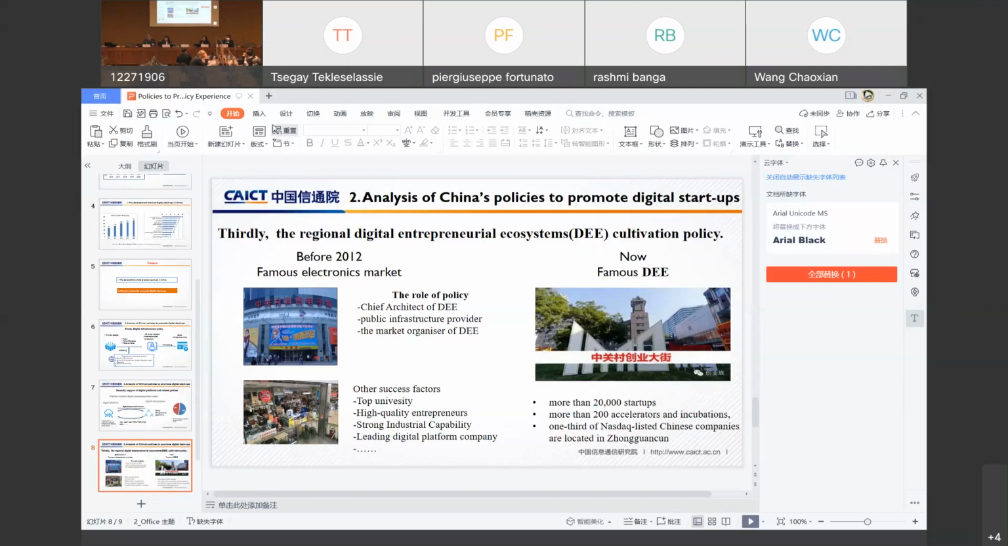The second is the public infrastructure provider. Zhongguancun committee offered many infrastructures and services. The third is the startup market organizer. The committee formulates the entry and exit criteria for the existence and organizes various forms of activities to attract entrepreneurs, VCs, and other stakeholders to create a closely collaborative startup network. After years of efforts, Zhongguancun has now become the ideal place for digital entrepreneurs.